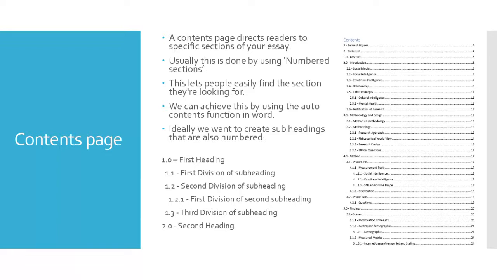There's an article on the Coursework 2 resources page for exactly that. Ideally, we want to create subheadings that are also numbered. So we'd have 1.0 as the first division, 1.1 as the first division of a subheading, and 1.2 as the second division of a subheading. And then 1.21 is the first division of the second subheading, 1.3 is the third division of the subheading, and then 2.0 is the second heading.